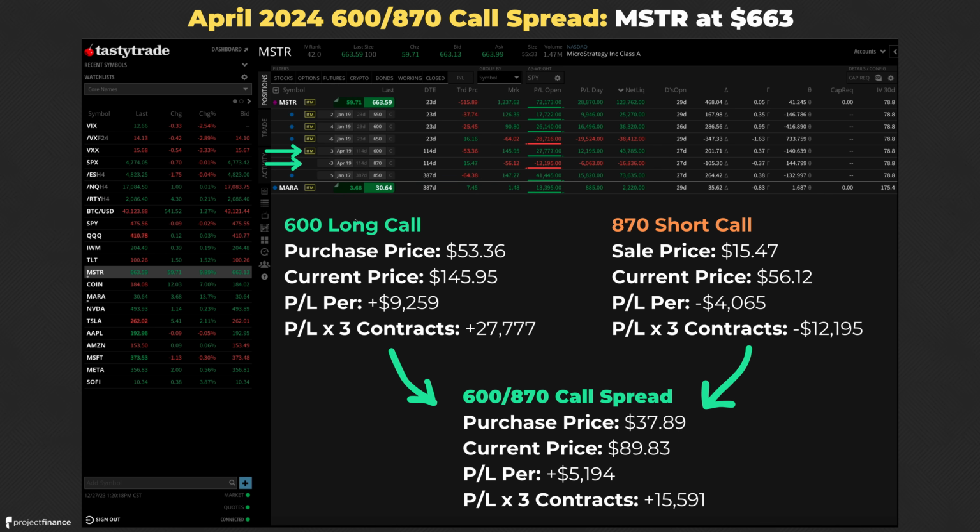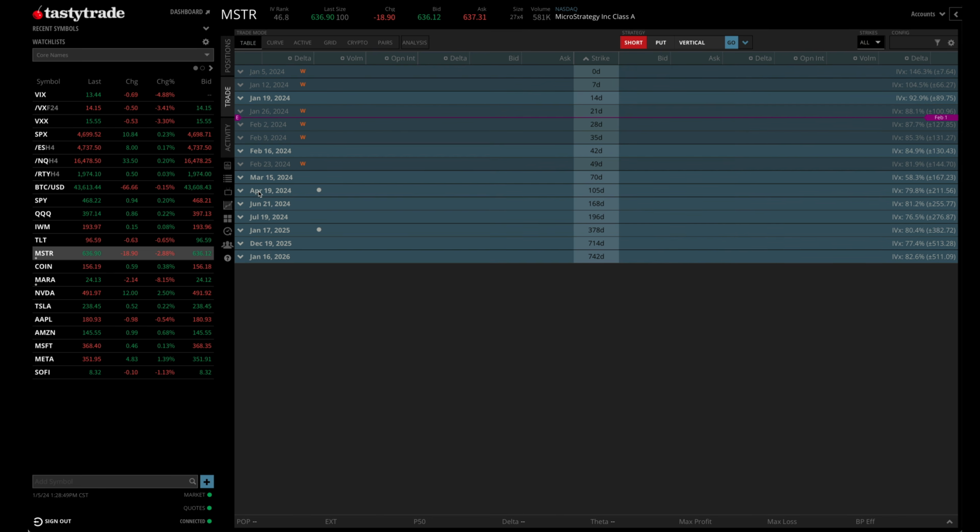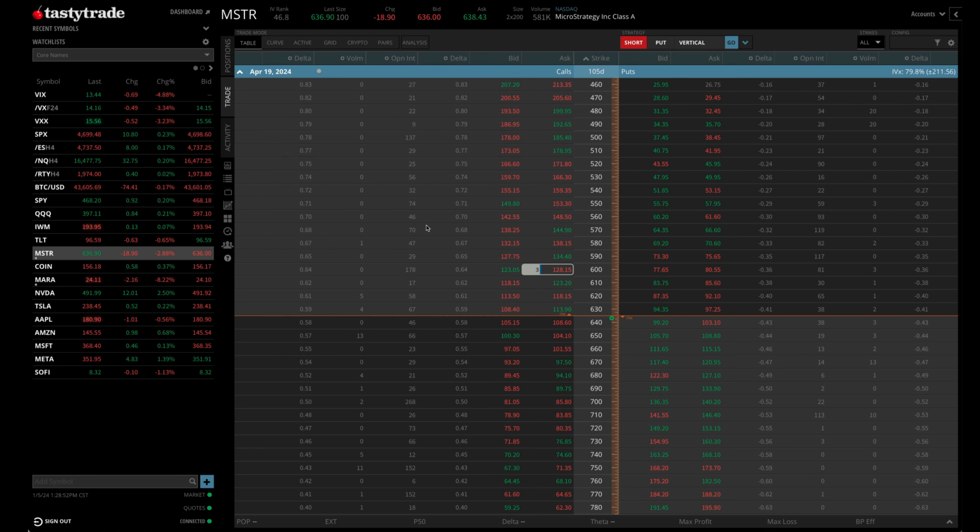If we combine these prices into the 600-870 call spread, we can calculate that I purchased the spreads at $37.89, and the current price of the spread is $89.83. That comes from the current price of the 600 call minus the current price of the 870 call. And that means I have a profit of $5,194 per spread. And if we multiply that by 3 spreads total, my current profit at this moment in time is $15,591. So MicroStrategy did trade up significantly, and currently it's at $637 a share.